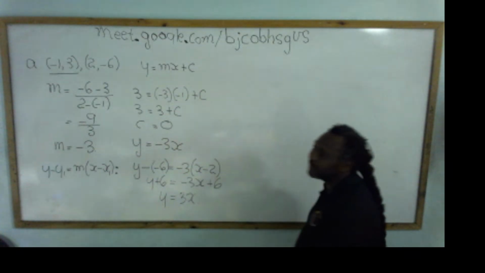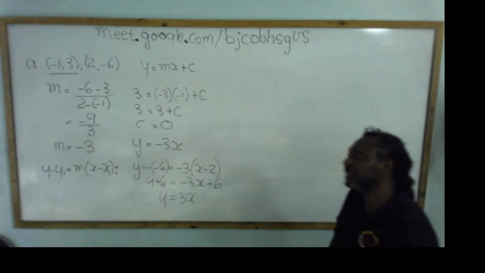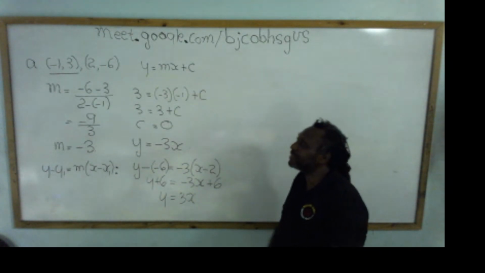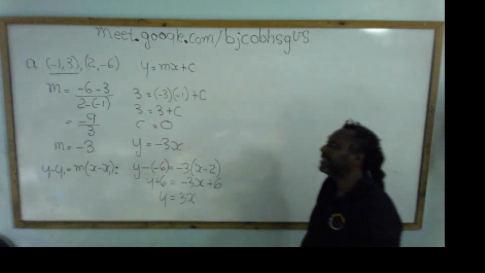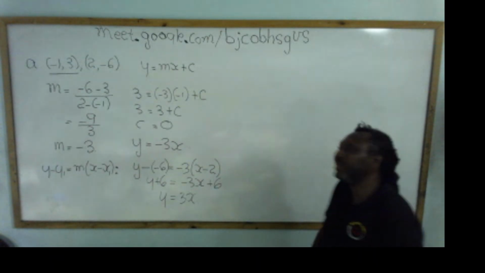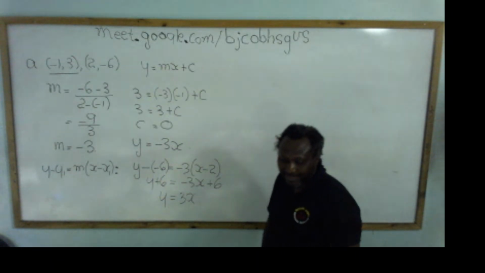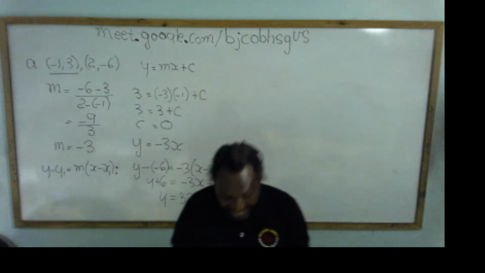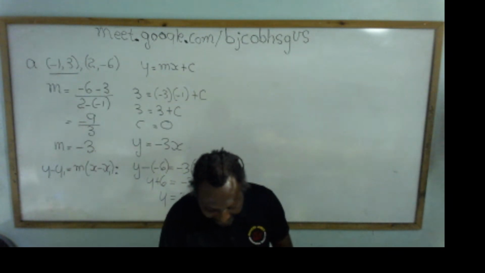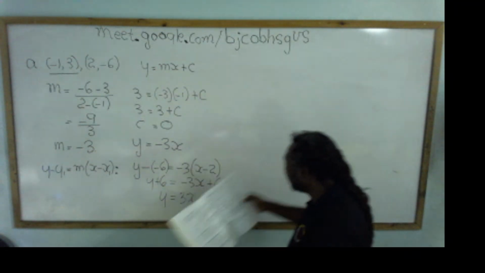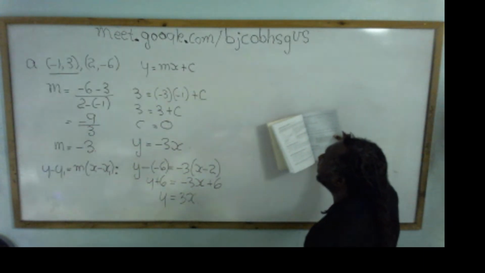So whether we use y is equal to mx plus c, or y minus the value of y, and whether we use the first point or the second point, everything will be A-OK. Alright, so that is the one that is in the book.